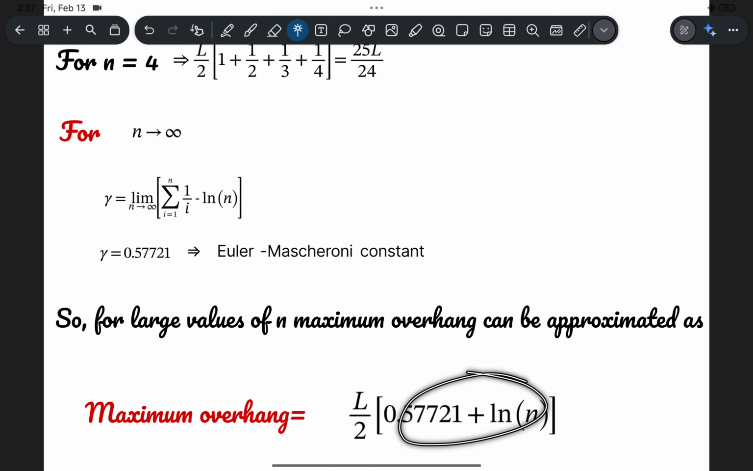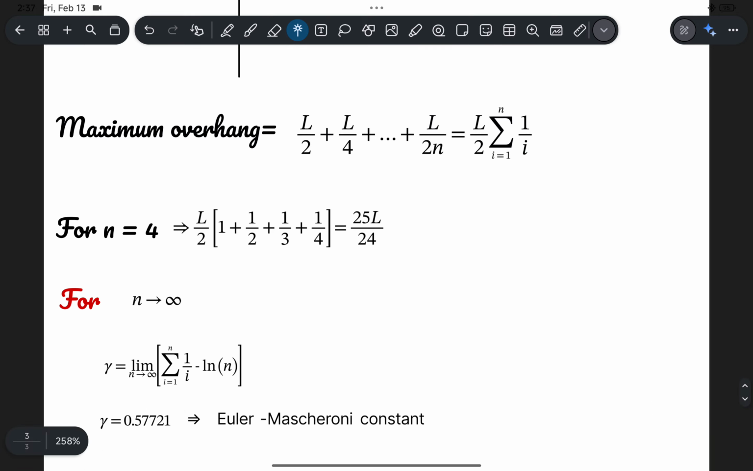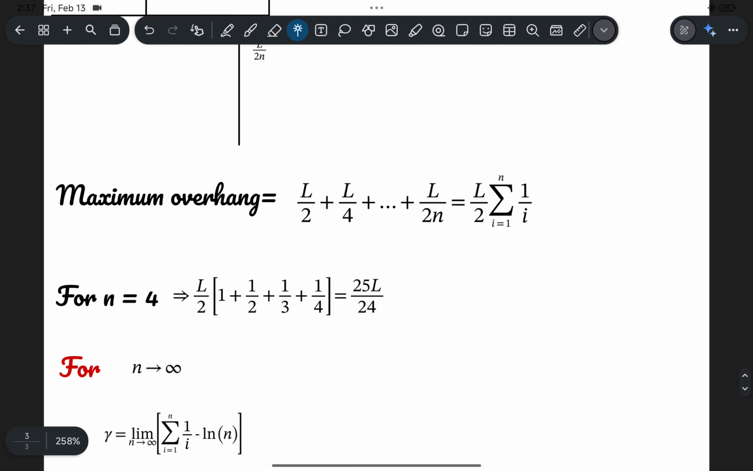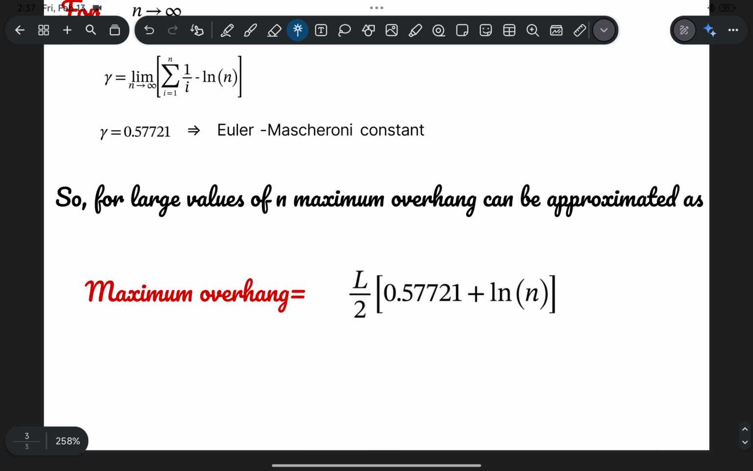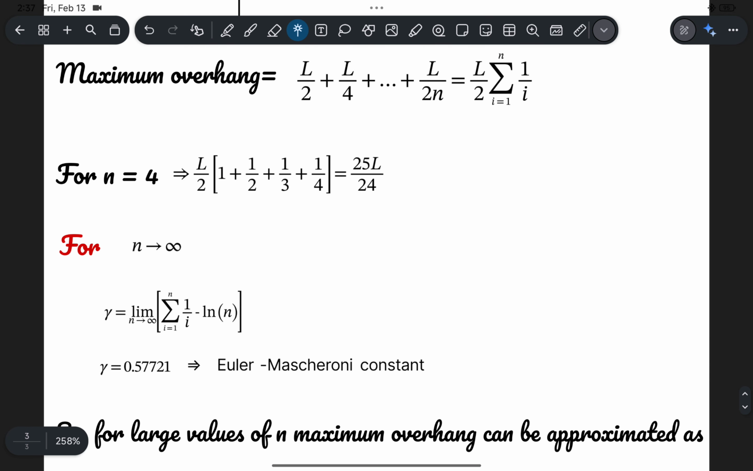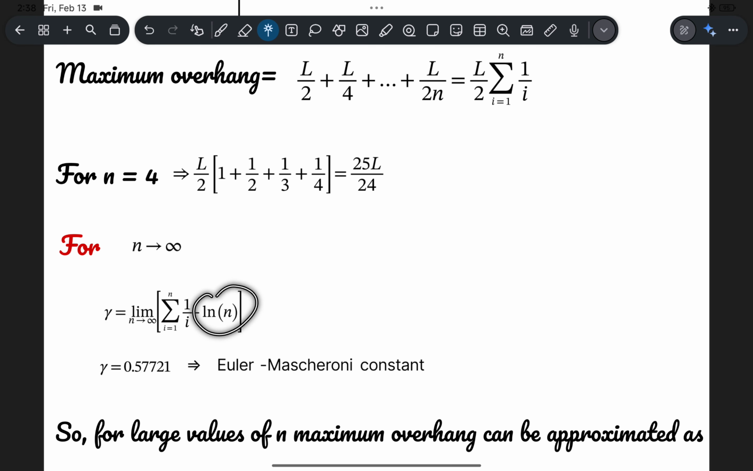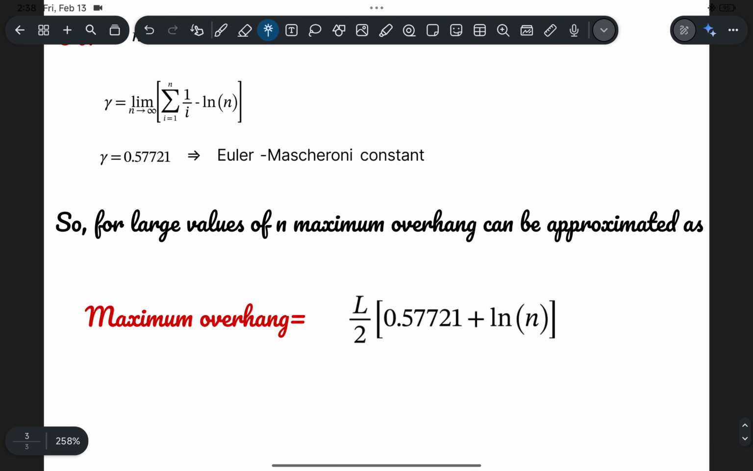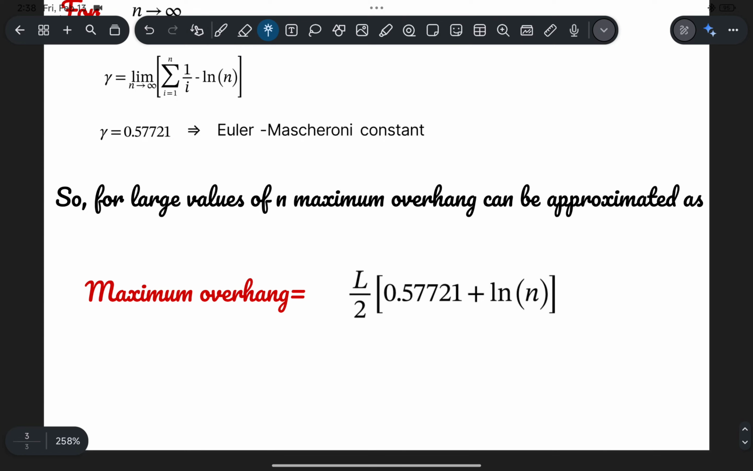To get this one, we have just rearranged this because actually we have the summation of 1 by i, from 1 to n. Here it's 1 to infinity. I just took this ln n to the right side. So gamma plus ln n is the summation of 1 by i. Usually the summation of 1 by i diverges. This one is valid if n is some 1000, 2000. You can get almost a close enough result here.